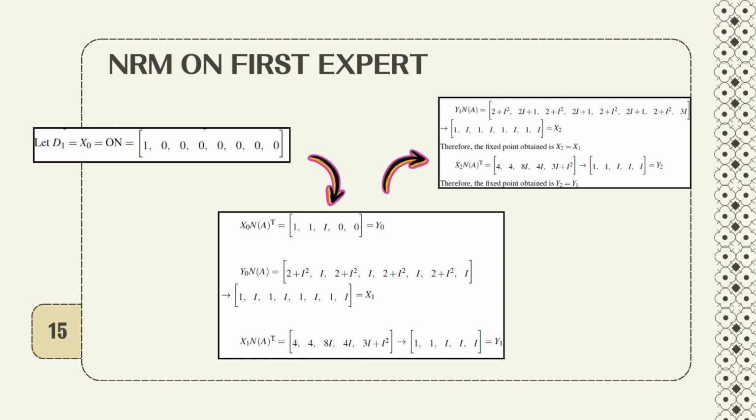First, we let D1 equal to X0, which is in the on state. After that, we multiply it with the relational matrix transpose. We get the result, which is Y0. After that, Y0 is multiplied with the relational matrix, and we get the result. After that, we threshold and we get X1. We repeat the calculation until we get the fixed point, which are X1 and Y1.